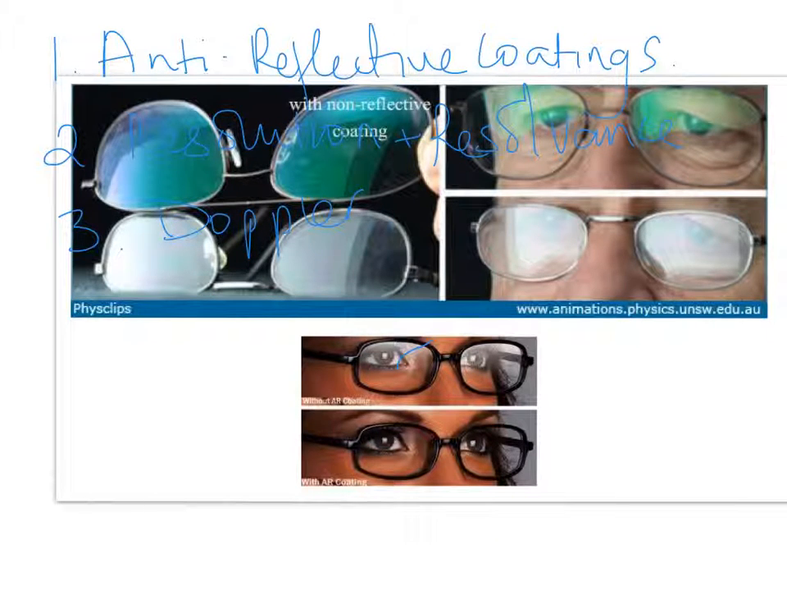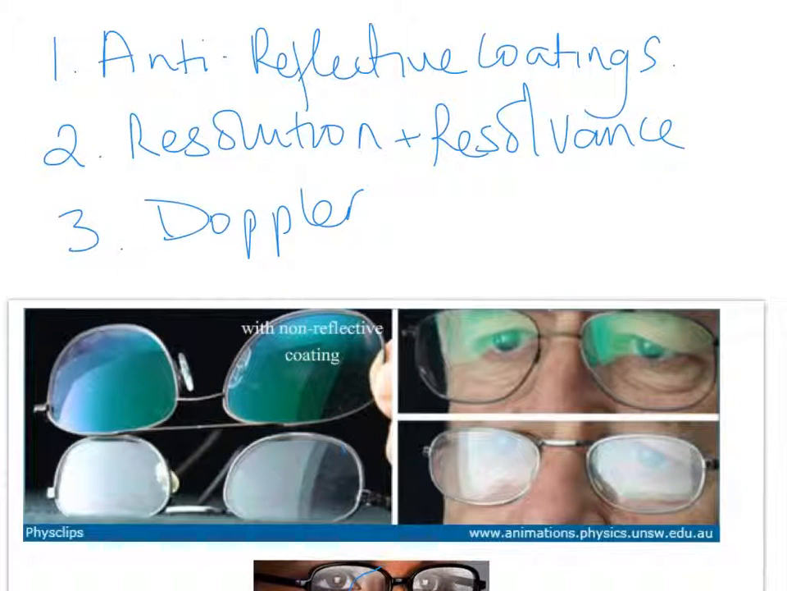So what are we going to be doing in this video? Well, firstly we're going to look at anti-reflective coatings, which are a bit of an add-on to what we did in the last video, which was thin film interference. We're going to then look at a phenomenon called resolution and resolvance. And then lastly, we're going to do a bit on Doppler shift. And then that will be the end of topic 9.